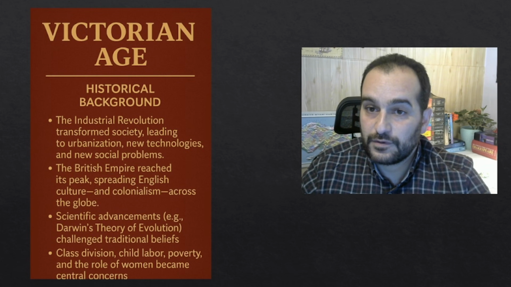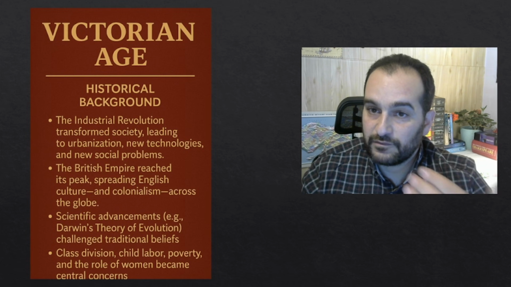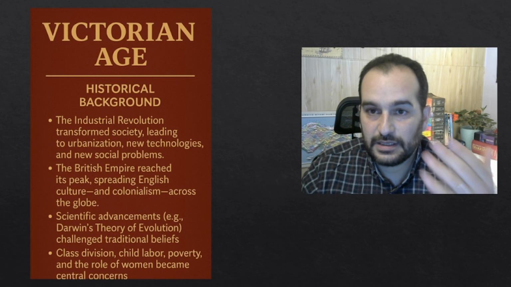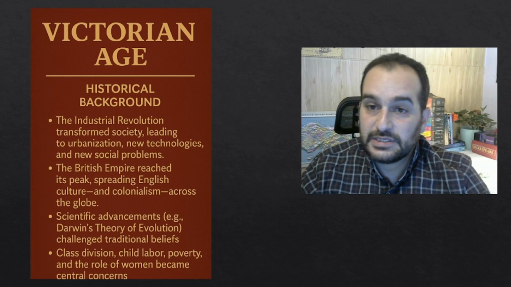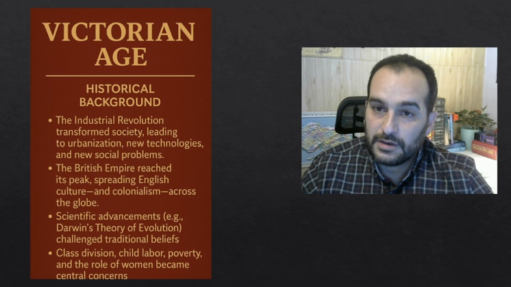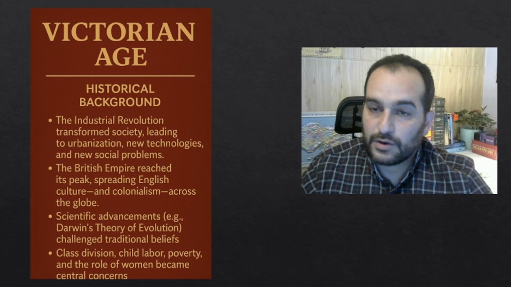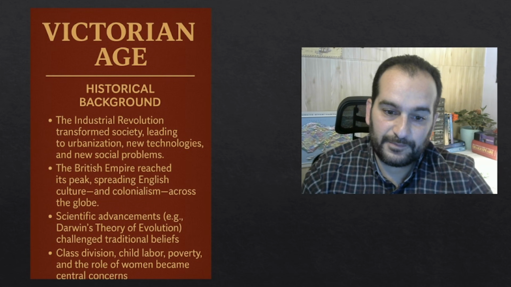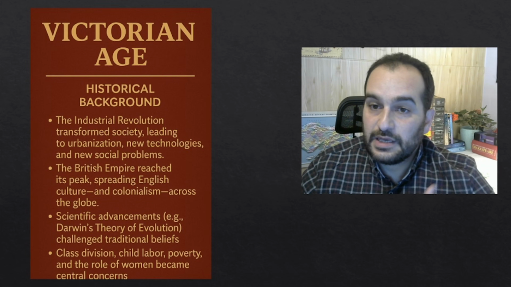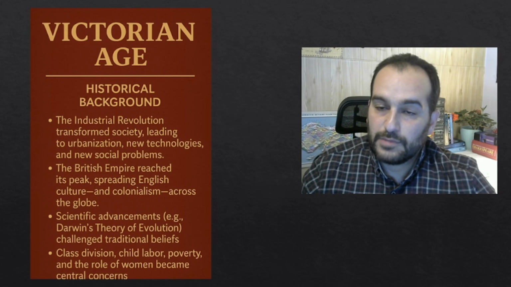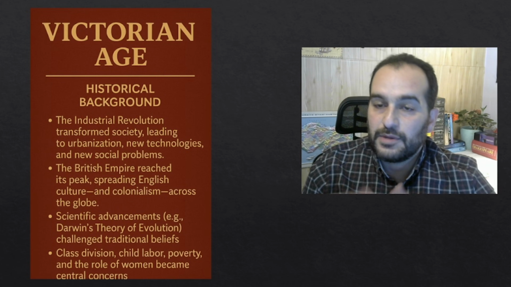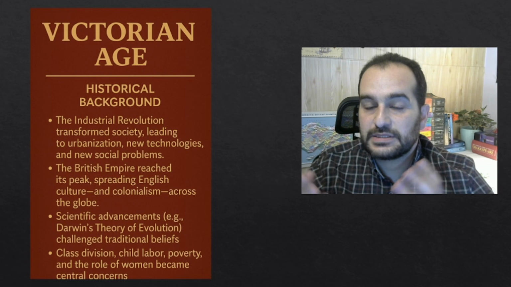We see, of course, class division, one of the main themes in the Victorian Age. We see child labor, poverty, and the role of women in the society. And we see a growing middle class emerged, influencing publishing, reading habits, and values.